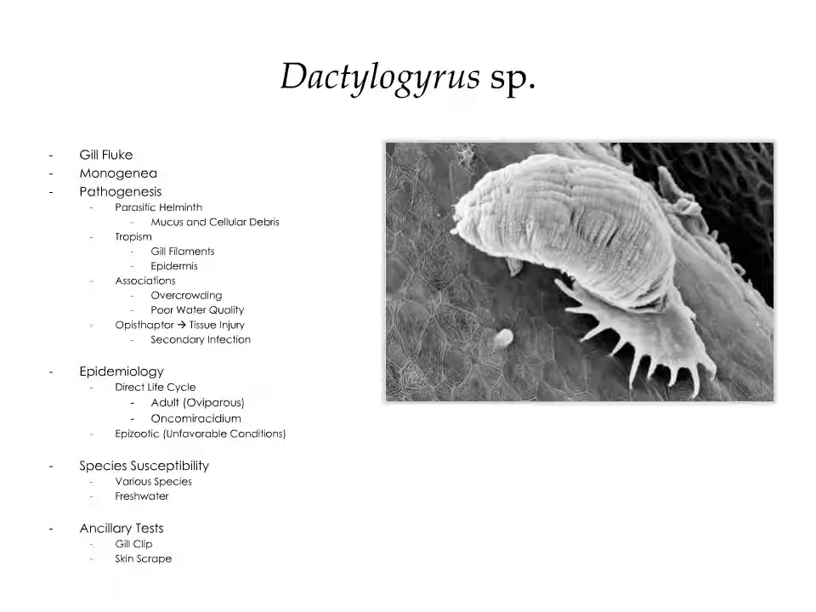In regards to epidemiology, the parasite has a direct life cycle. Adults are oviparous. The eggs hatch and release oncomiracidia, which infect other hosts. Epizootics are associated with unfavorable conditions. Various species of freshwater fish are susceptible to infection. Ancillary testing includes gill clips and skin scrapes.